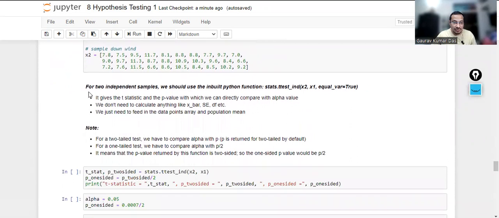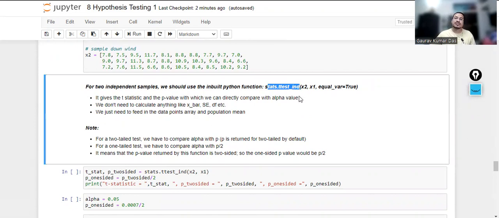Okay, so for two independent samples, we should use the inbuilt function stats.ttest_ind. And why independent? Because these two samples are independent of each other. The formation of one sample is not dependent on the formation of the other sample. So we'll use ttest underscore ind. It requires two parameters, x2, x1. Okay. And equal variance equal true is the default parameter, which is already there by default. So we do not need to use it, right?